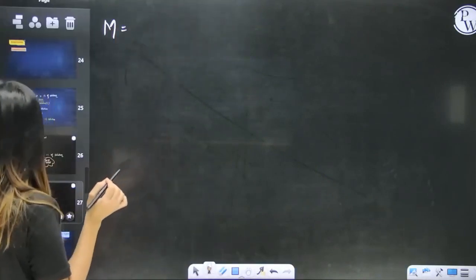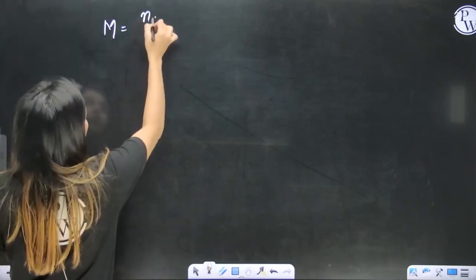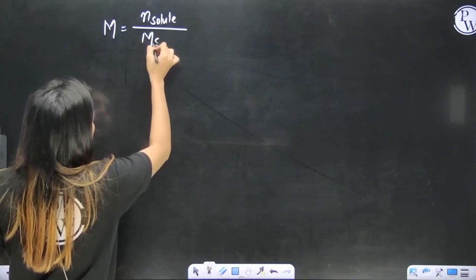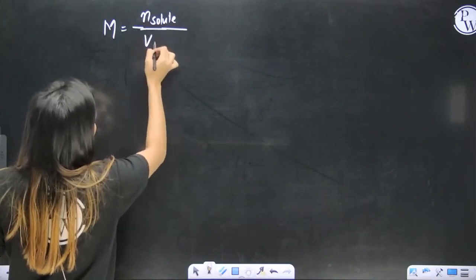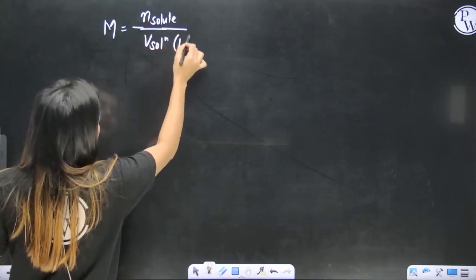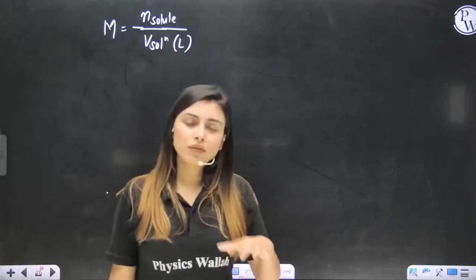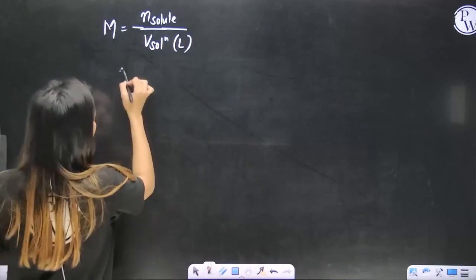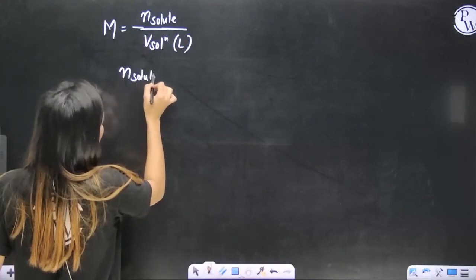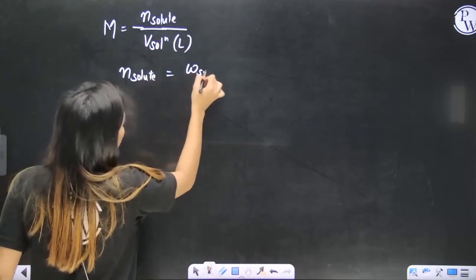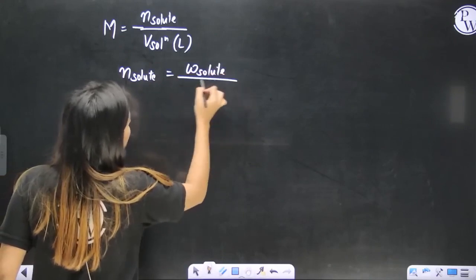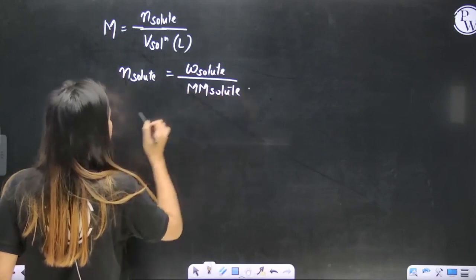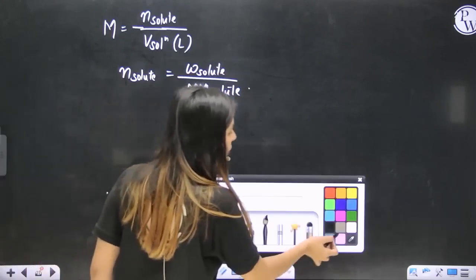I have given you the formula of molarity. I told you that it is moles of solute upon volume of solution in liters. You can modify this formula, and if you look in your books, you will see this formula as well. We know that moles of solute is equal to the given mass of solute divided by the molar mass of solute. So first let's write all these things and then we can write the formula.